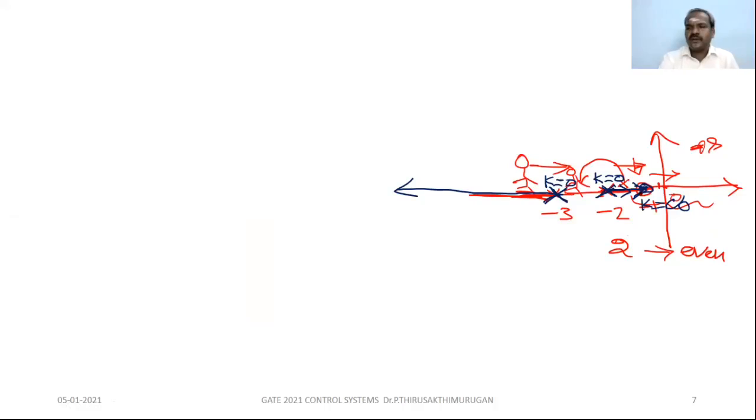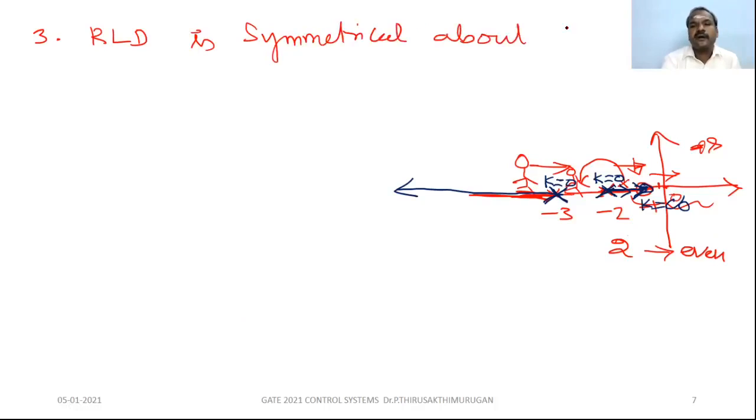Another point, number 3, is that the RLD, the root locus diagram, is symmetrical with respect to the real axis. Symmetrical about the real axis.